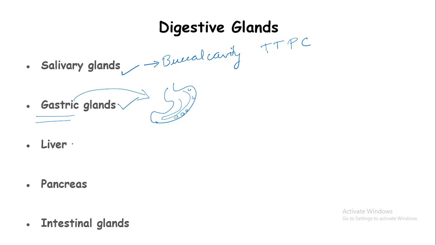Next gland is the liver. Liver actually is a very multitasking organ rather. Understand one fact about the liver. Liver is said to be the largest gland in the human body, and not just for digestion. Liver plays multiple roles, as I told you.